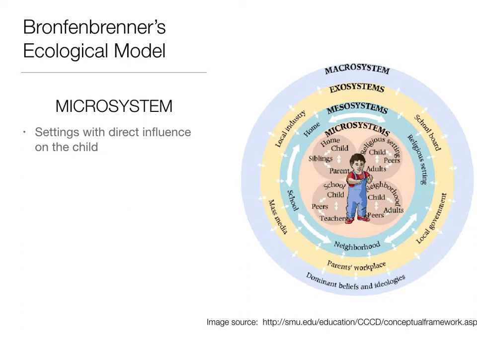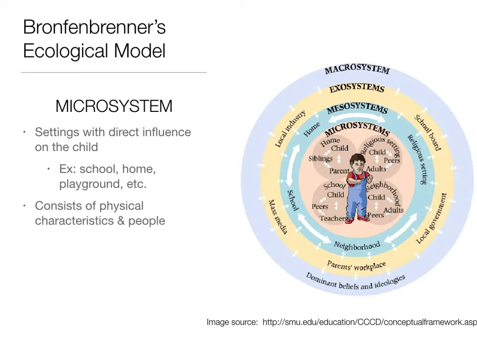The neighborhood, who does the child hang out with in the neighborhood? The adults, the peers, again, these sorts of things. The neighborhood can include things like the playgrounds that are nearby, or the parks, where you're having this direct interaction with the child. And this consists of both physical characteristics and people. So, is there a lot of green space in this neighborhood, or is it a very urban setting without a lot of green space? That's the physical characteristics of that environment.